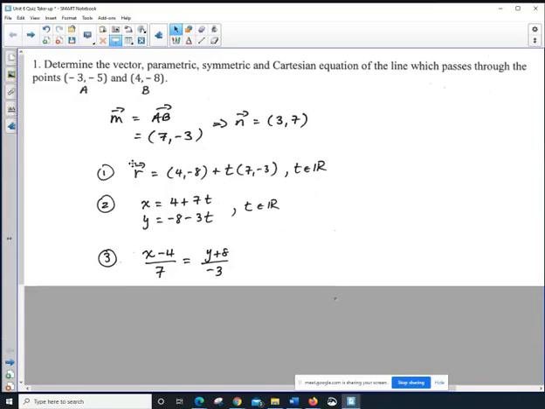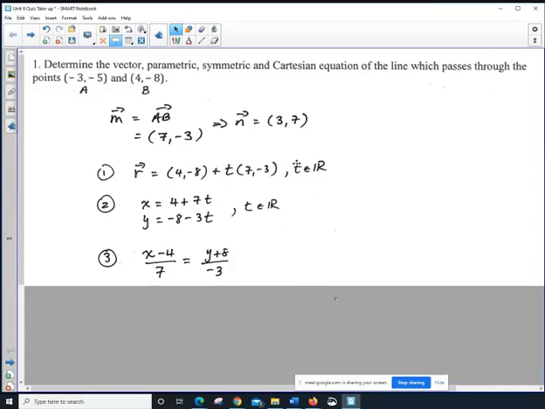For the vector equation, it's the vector to the given point. I chose to use this one here, but it's perfectly fine if you chose to use that one there, plus my parameter, say t, times the direction vector. I should be specifying here that t can be any real number, because if you just want a segment of the line, you would say t only between 0 and 5 or something like that.